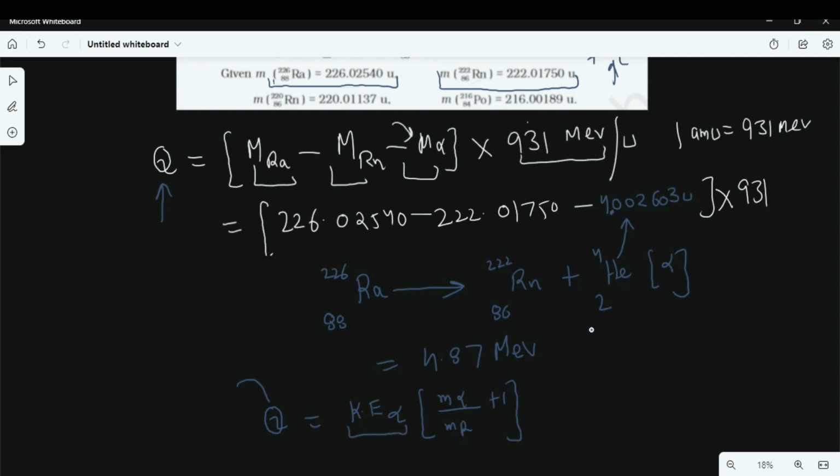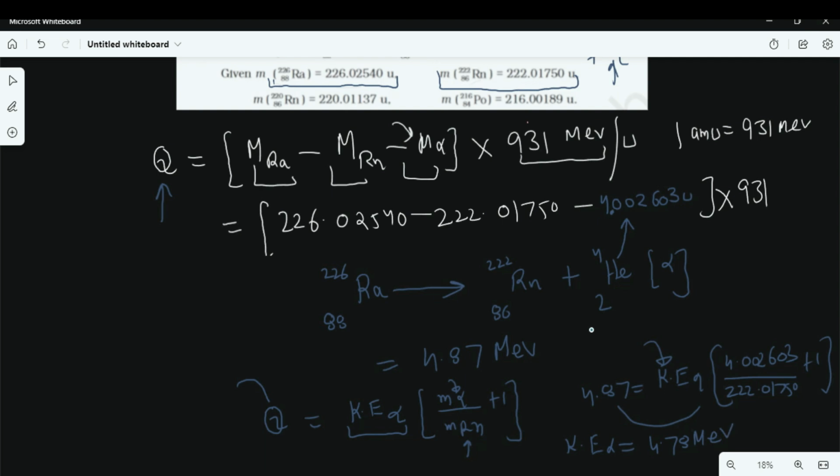If you put 4.87 equal to the kinetic energy of the alpha particle, you know the mass of the alpha particle, and this is again Rn, the daughter. Put the value of m alpha, 4.002603, divided by the mass of Rn, 222.01750, plus 1. Solve this equation and find the value of K alpha. So the kinetic energy of the alpha particle will be 4.78 million electron volts.